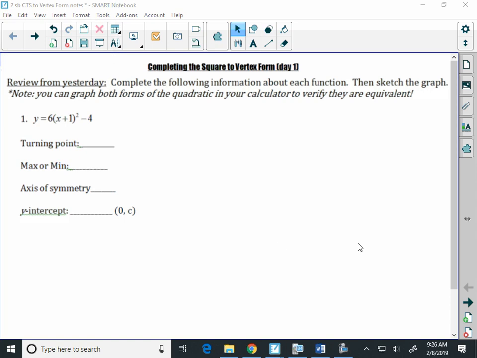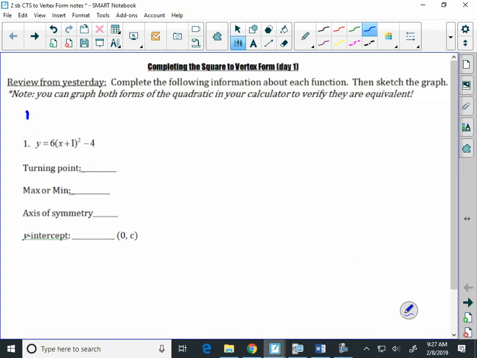Complete the square to vertex form. But before we get there, let's review from what we did the last couple of days. And especially if you have to retake the quiz, this might be helpful for you. But first of all, this equation is in vertex form, and that is y equals a times (x minus h) squared plus k.